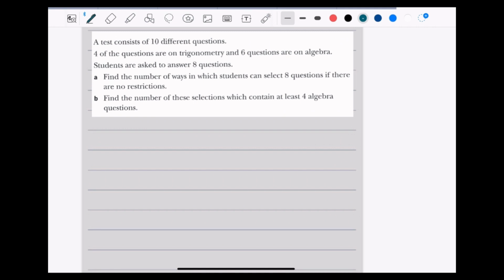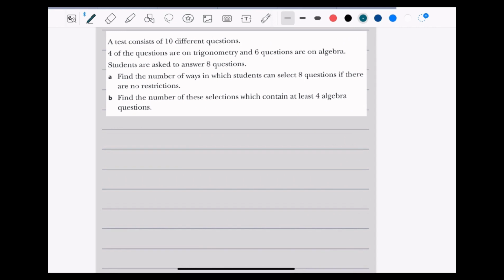Let's look at another question here. A test consists of 10 different questions. 4 of the questions are on trigonometry, 6 are on algebra. The students are asked to answer 8 questions. So if we select 8 questions with no restrictions, any question can be solved. So out of those 10 questions, he solves 8. The number of selections that at least 4 algebra questions are solved.